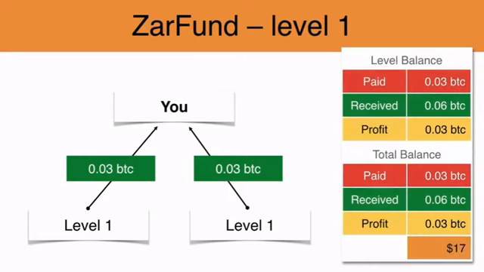It's going to look different when they pay. It's going to show that you initially paid 0.3. You receive 0.6 BTC, which will be 0.3 and 0.3. Pretty simple. Your profit will be 0.3, and your total balance will reflect at the bottom as well.